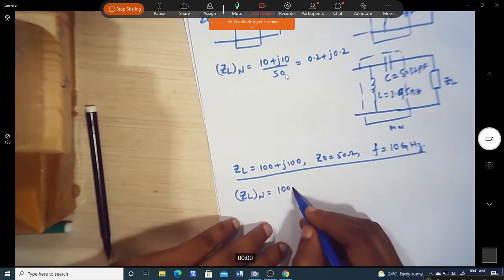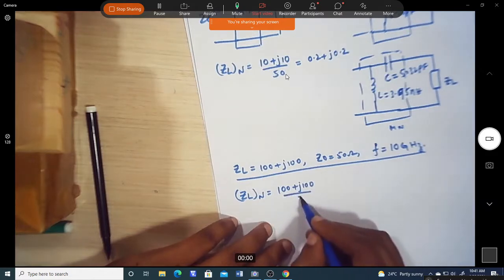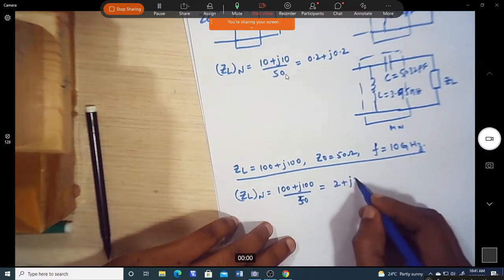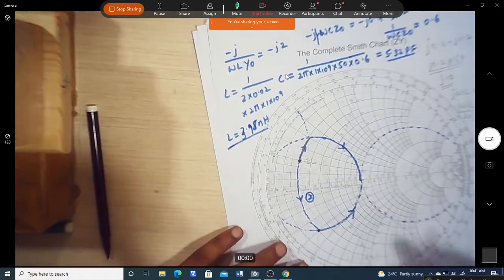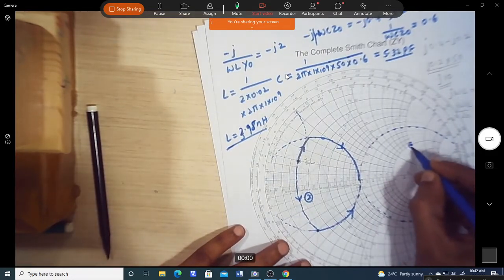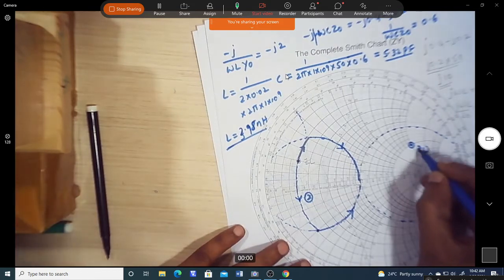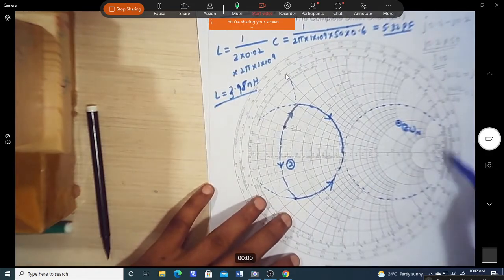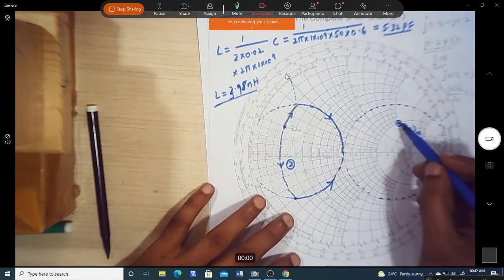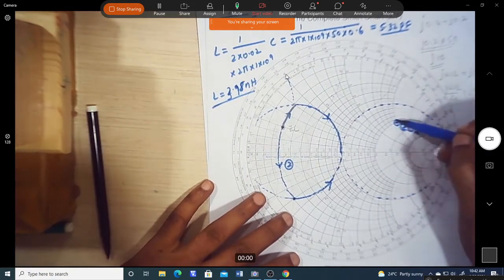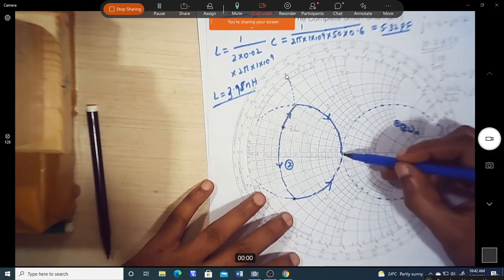So we can have 100 plus J 100 divided by 50, which is 2 plus J2. So where it is 2 plus J2, so we can see here, so this is 2 and then 2 plus J2, which is equal to ZL, the normalized value here. So now we have the point inside the unity resistance circle. So again we can use the same technique. So find out the conductance circle, move on the conductance circle till this point, and again this comes to this value.